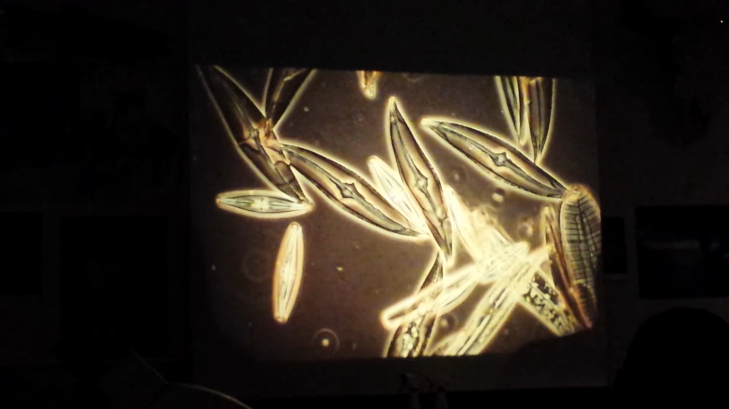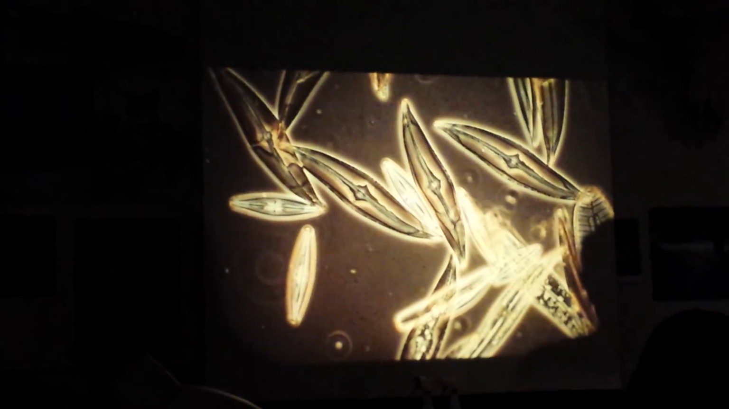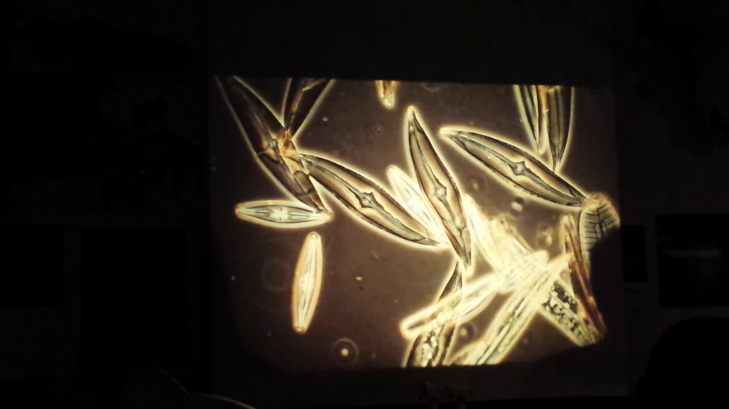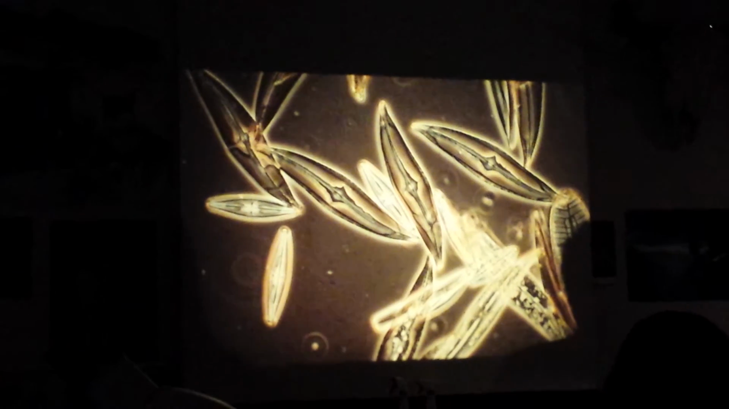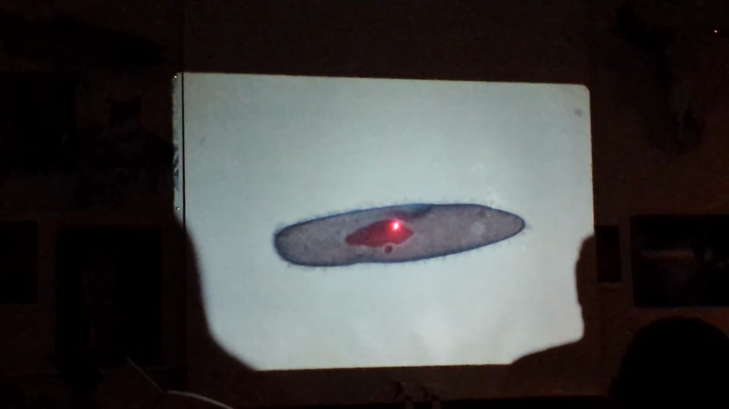More diatoms, Bacillariophyta. Paramecium again, and this one you can see stuff. So macronucleus, micronucleus, contractile vacuole, oral groove, cytopharynx. Can't really see the cytosome, it's down there someplace.